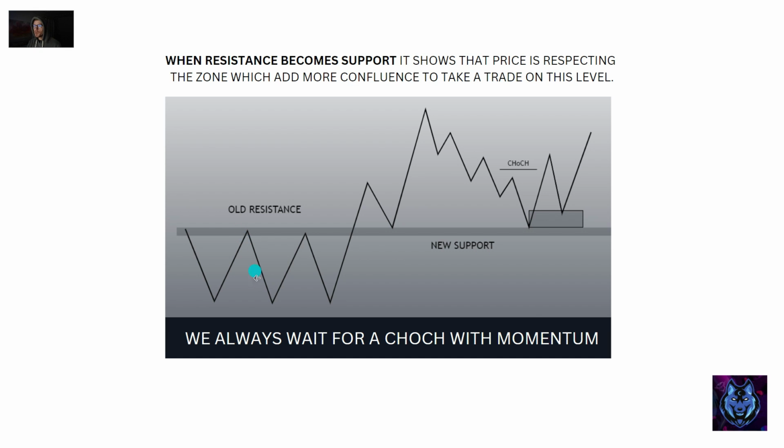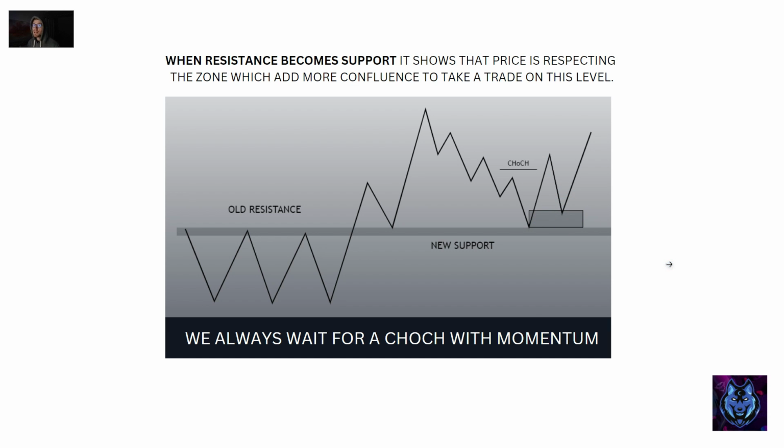Another example, we have price respecting the zone, and it breaks above the zone. Old resistance becomes support. It shows that price is respecting the zone, which adds more confidence to take a trade on this level. Then we see price come back down to this level. We wait for this change in character, and then we know. Then price comes back, taps into this order block, and this becomes a really good entry.